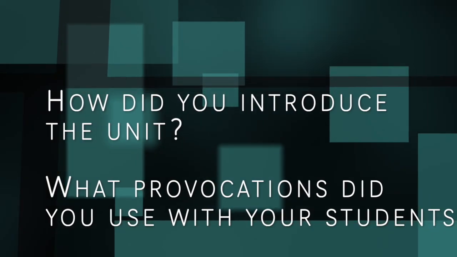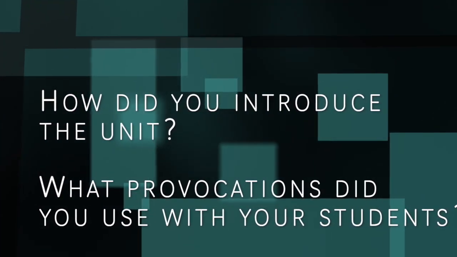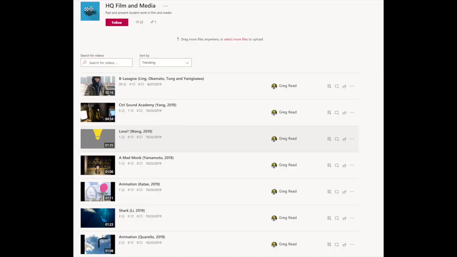Next question, how did you introduce the unit and what provocations did you use with your students? So we introduced the unit by showing three videos of what the previous year's grade 9 students produced. Pretty awesome. It was a really good hook for them because they could see what their predecessors did. This also linked to the two C's of deep learning, which is collaboration, because the grade 9s will need to work together ultimately to produce the movie. And of course, creativity, as students would need to choose the scenes, props and the mise-en-scene. They would need to set all of that up.